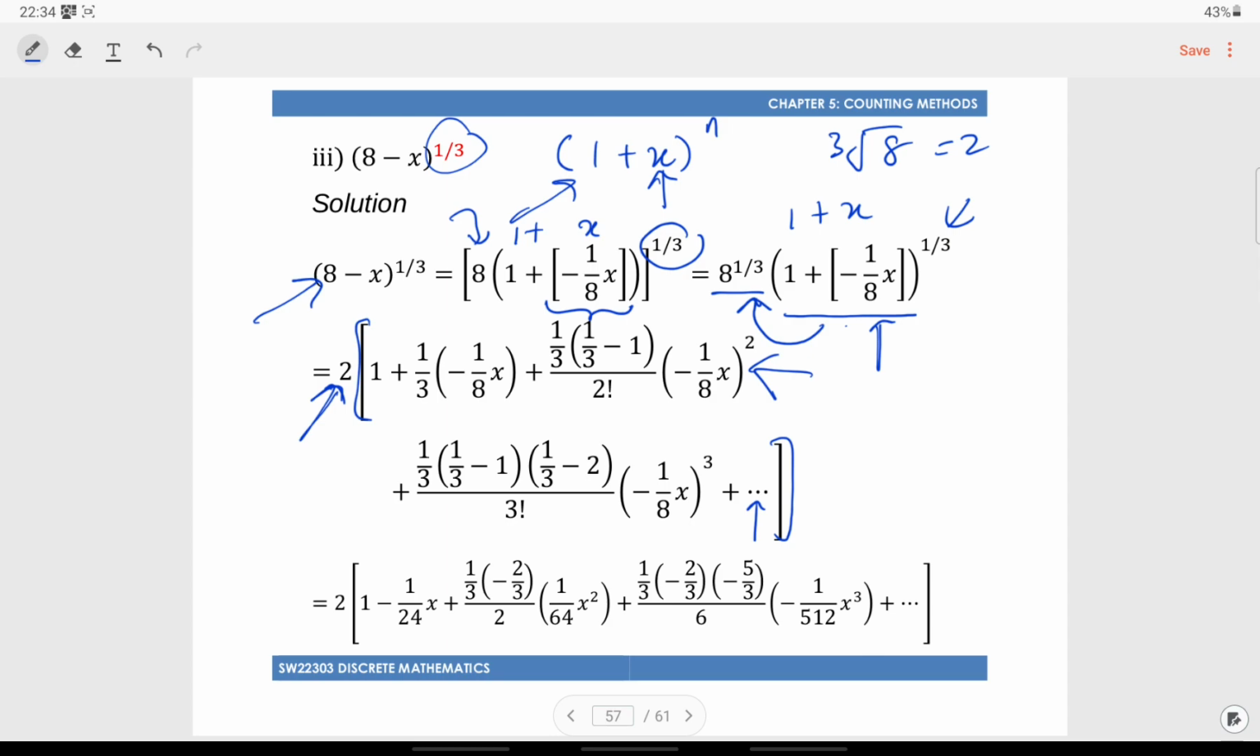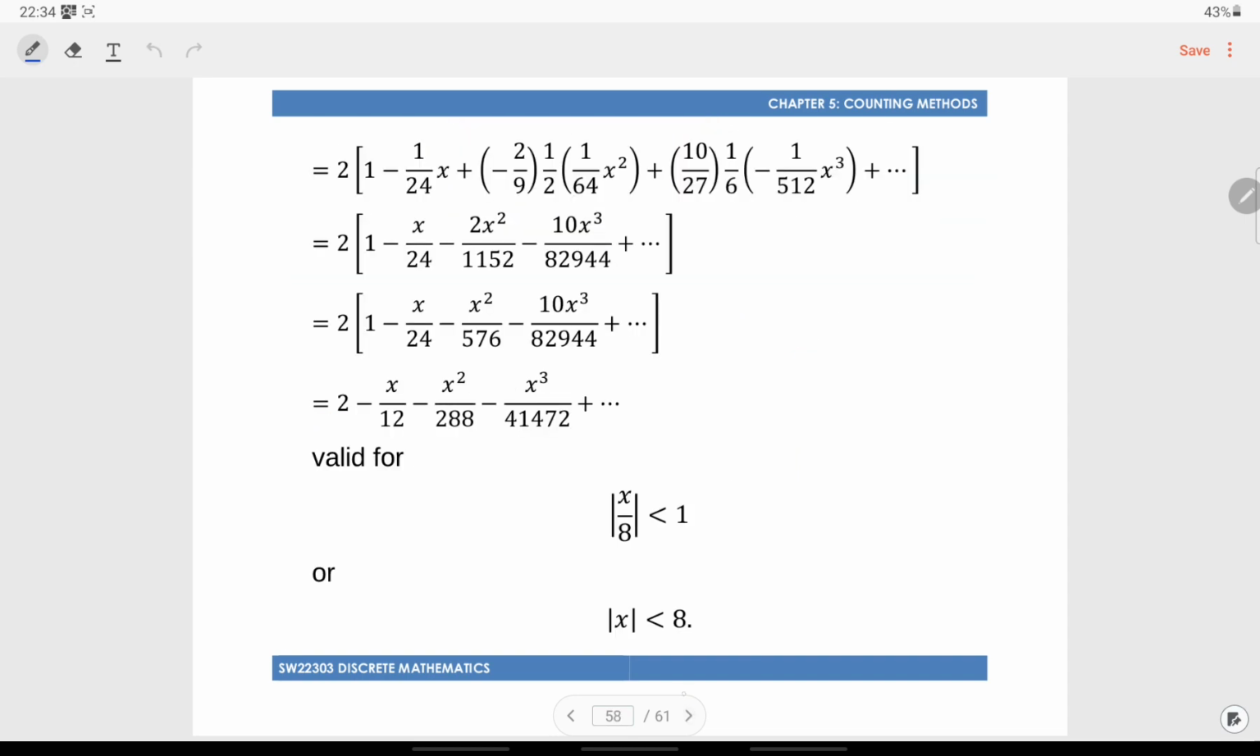So as usual, try to make sure the final form is the simplest fraction. Okay, so try to simplify all the fractions in this parenthesis, and then don't forget to put 2 outside the parenthesis. Okay, so we simplify until we come out with this equation, which inside this parenthesis are in the simplest forms, and then we multiply with 2 and we obtain the final equation. Okay, so don't forget this triple dot, and also don't forget this statement, valid for.